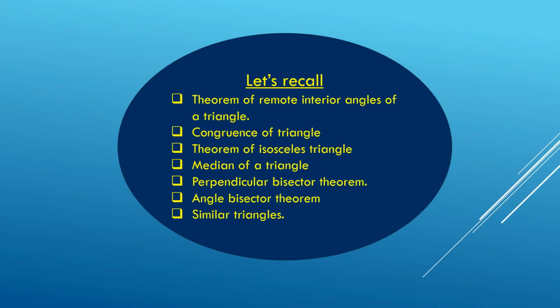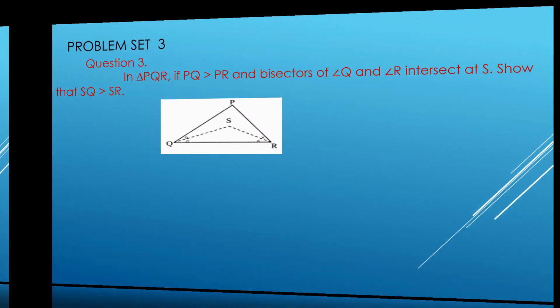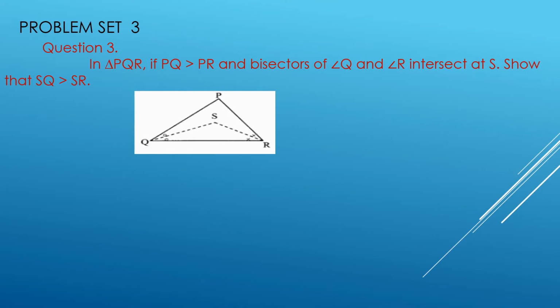Let's recall what we studied in this chapter. First one, theorem of remote interior angles of a triangle and congruence of triangle, theorem of isosceles triangle, median of a triangle, perpendicular bisector theorem, angle bisector theorem and similar triangles. Yes students, we have already completed two sums from the problem set 3.